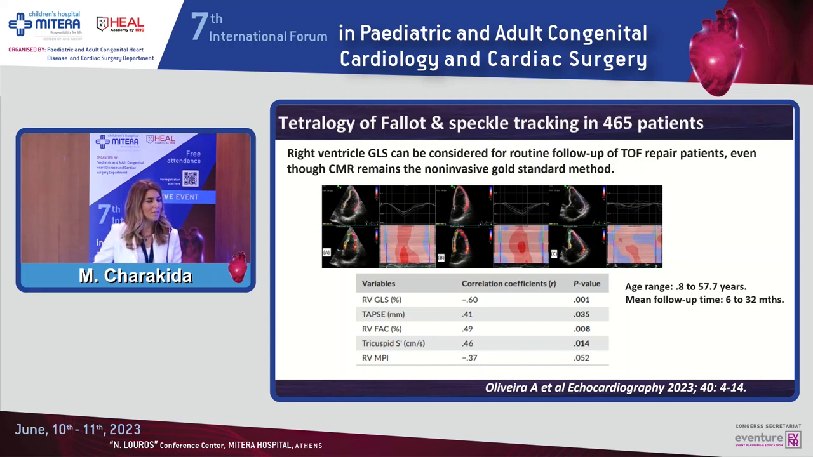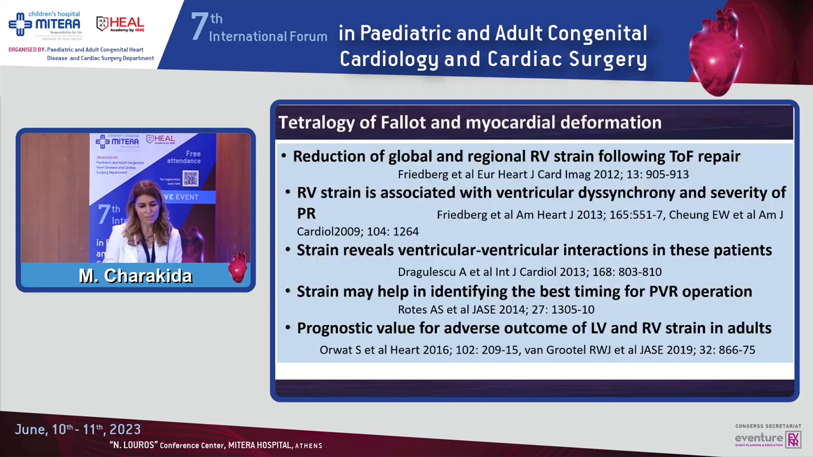Here you can see a study published in Echocardiography in 2023 that demonstrates, in a large group of patients after tetralogy of Fallot repair, with a wide age range from less than 1 year up to 60 years of age, that from the different echocardiographic indices, strain is the one that provides the best correlation with MRI. So we should consider that.